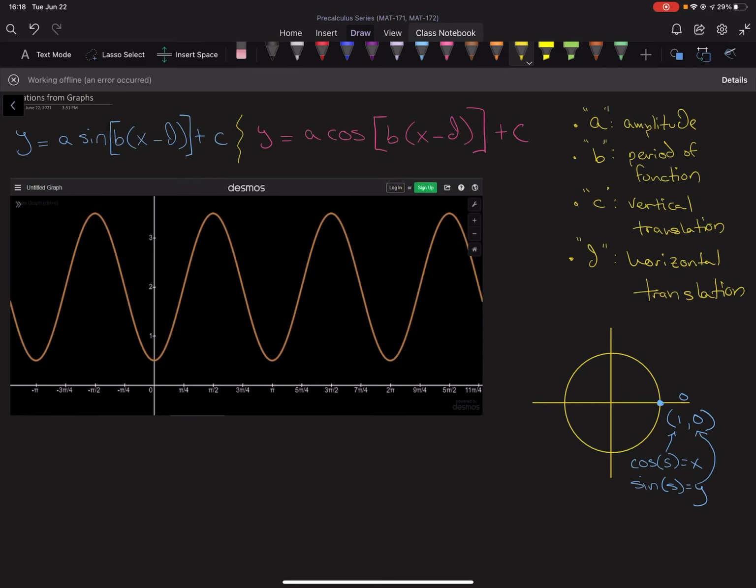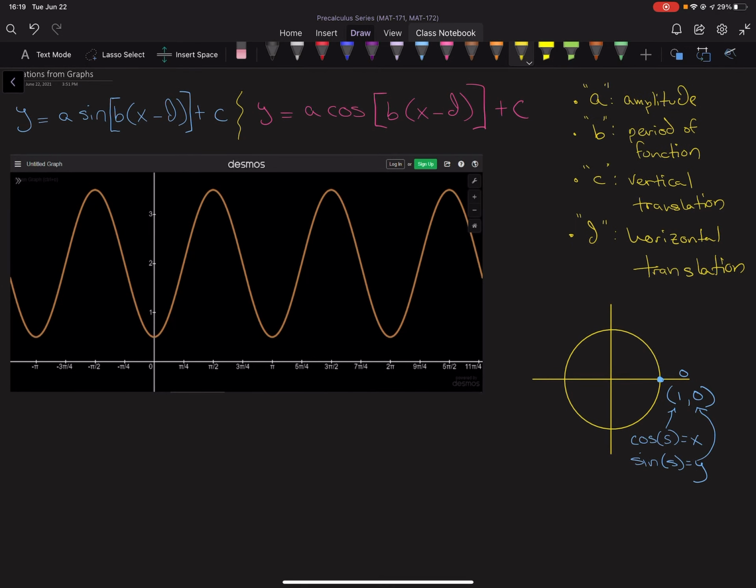We need to discuss determining the equation of a trigonometric function by looking at its graph. So here we have the parent functions for sine and cosine, and we have all of the parameters that we need to find in order to write the equation. So we need to determine what A is, which is the amplitude. We need to determine B, which impacts the period of the function.